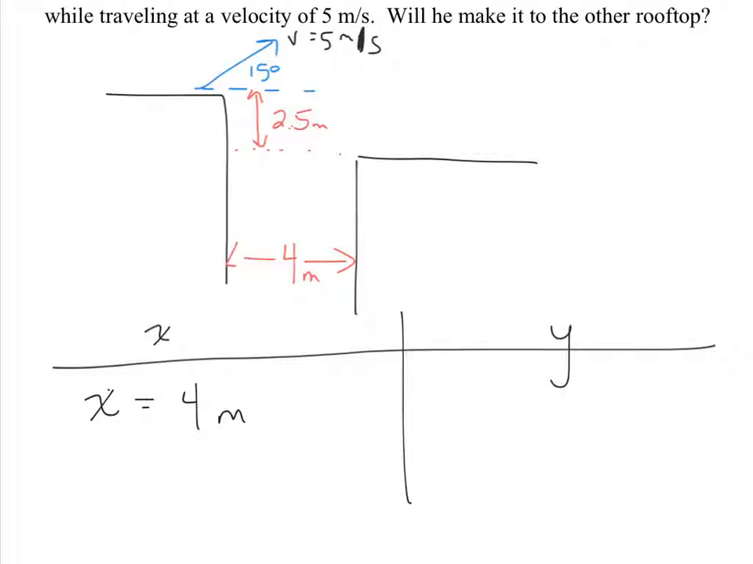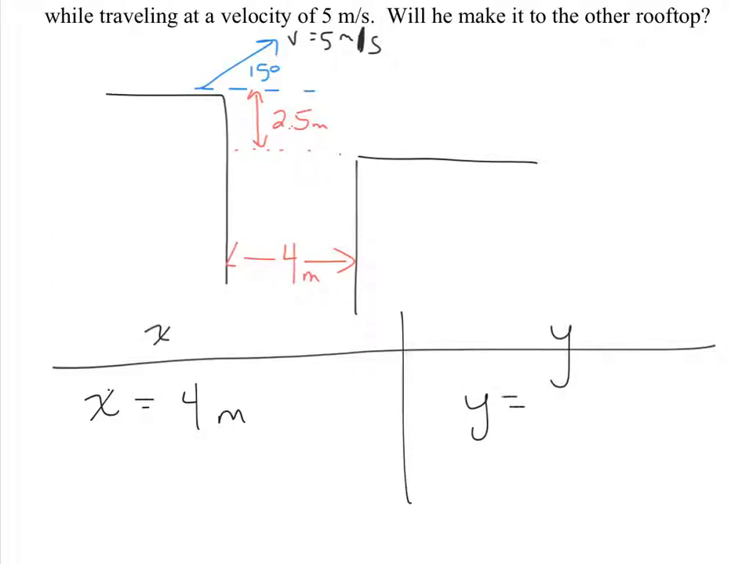Now, this is where it gets a little bit tricky. They give both the x and the y displacements in this problem. Technically speaking, you could deal with either of them, but you can't deal with both of them. Because if he ends up 4 meters over and 2.5 meters down, the problem works out. But the question is not that that's going to happen. The question is, will he make it? So our question really now is to figure out how far he falls vertically.